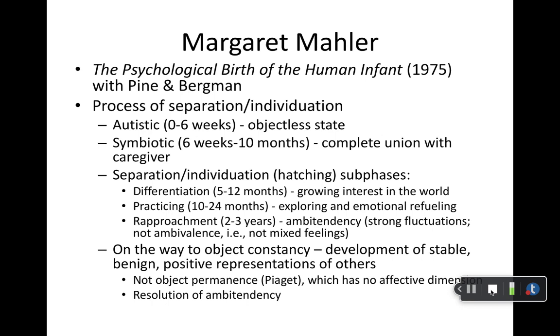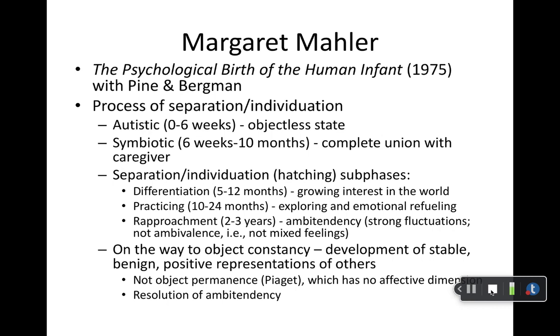Then we enter a really interesting subphase that's very important in Mahler's theory, called rapprochement, which happens somewhere between 2 and 3 years of age. At this point, the child has done a lot of exploring and emotional refueling and is beginning to see that she is a separate person from mom and others, and is beginning to get a sense of her own identity and will and self, and has learned the important word no.